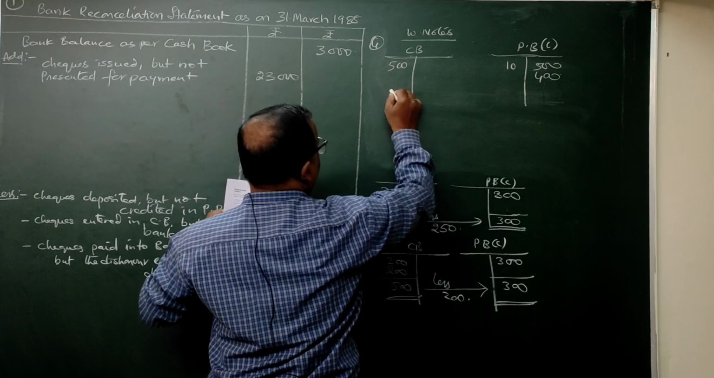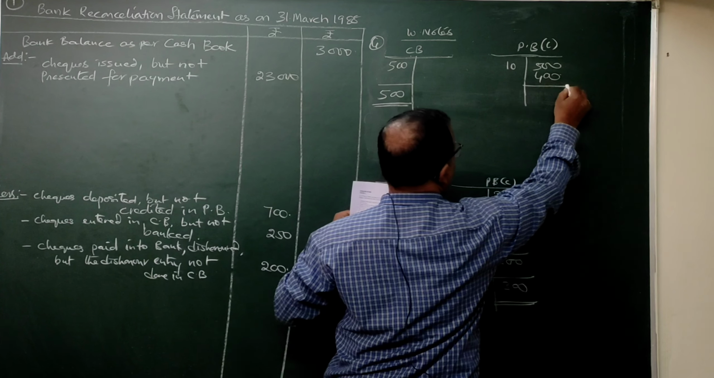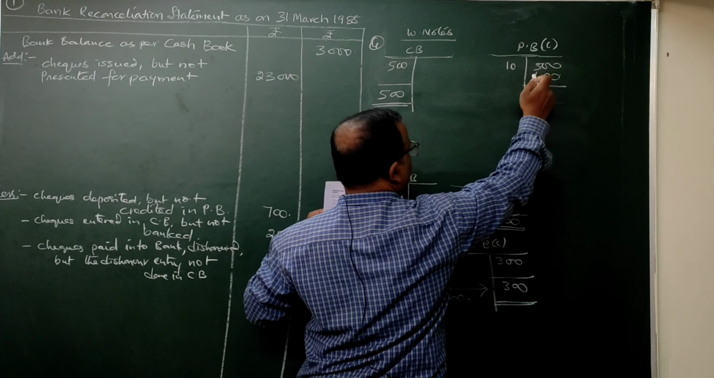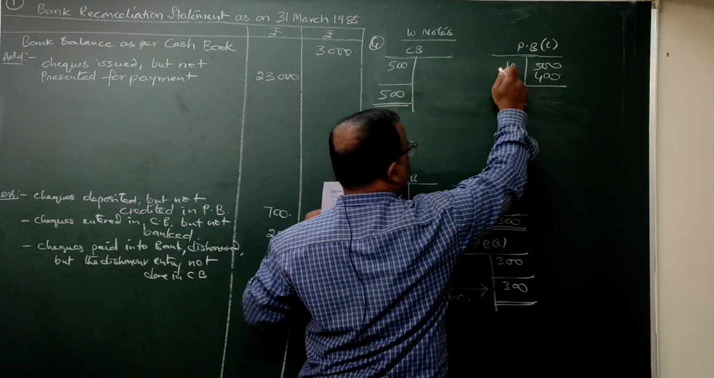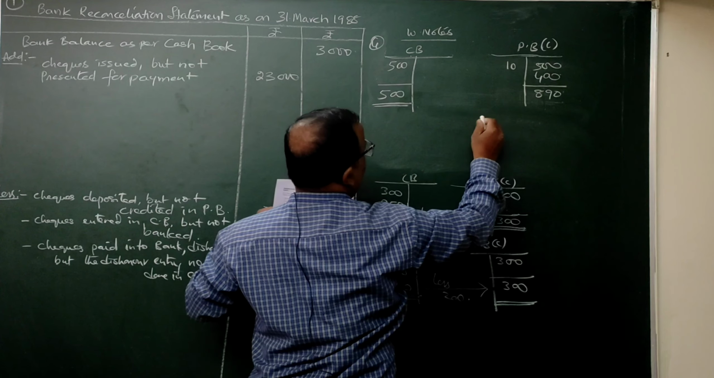These two are not appearing here. So cash book will be showing 500. Whereas passbook, how much it will show? 500 plus 400, 900. 900 minus 10. Okay, that means nothing but 890. Okay, observe here.